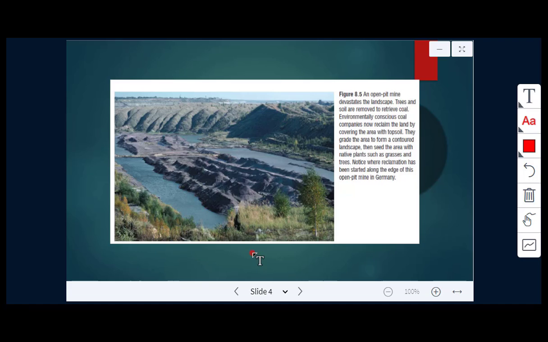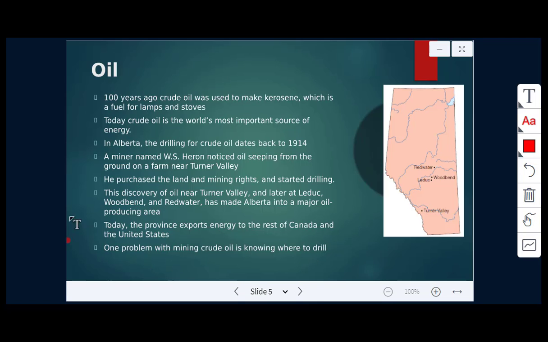Okay, and this was an open pit mine in Germany being reclaimed. So oil. 100 years ago, crude oil or petroleum was used to make kerosene. It's a fuel for lamps and stoves. Today, crude oil is the world's most important source of energy.